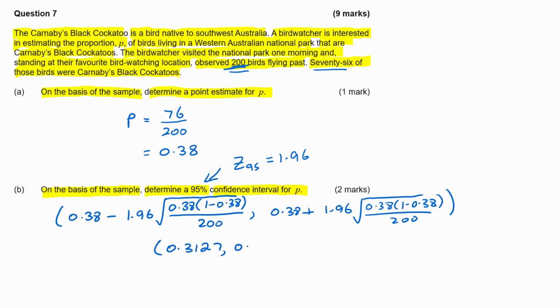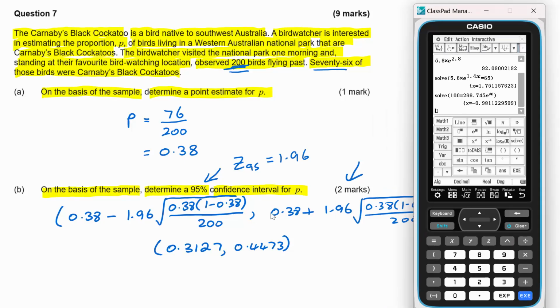0.3127, 0.4473. But note it's 2 marks. We don't really need to show all of that working. We could have done that just using our e-activities.